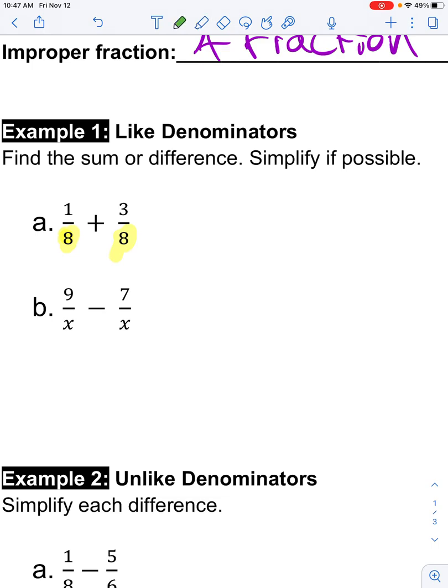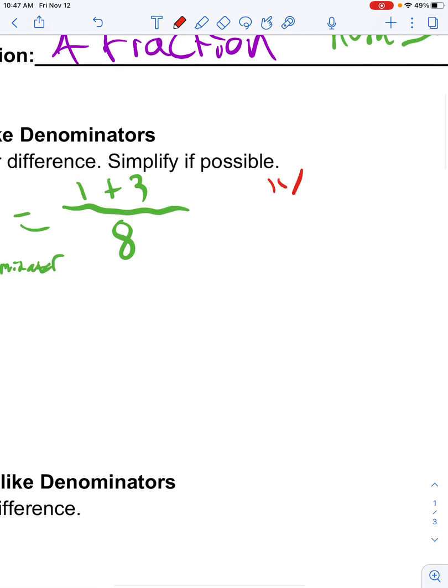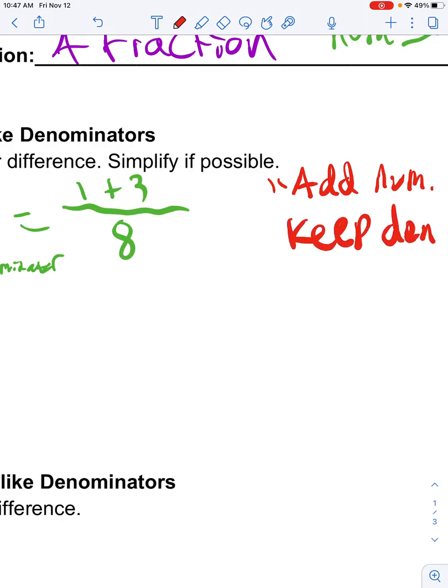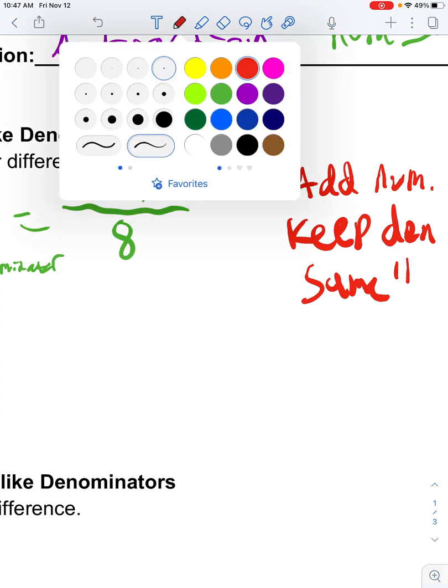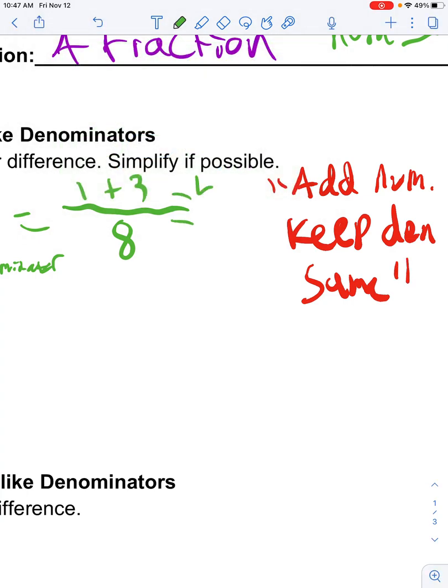Find the sum or difference, simplify if possible. You cannot add or subtract if you don't have the same denominator. So you need the same denominator to do this. If I have the same denominator, I add the numerators and keep the denominator the same. Let's put that in words: add the numerators, keep the denominator the same.